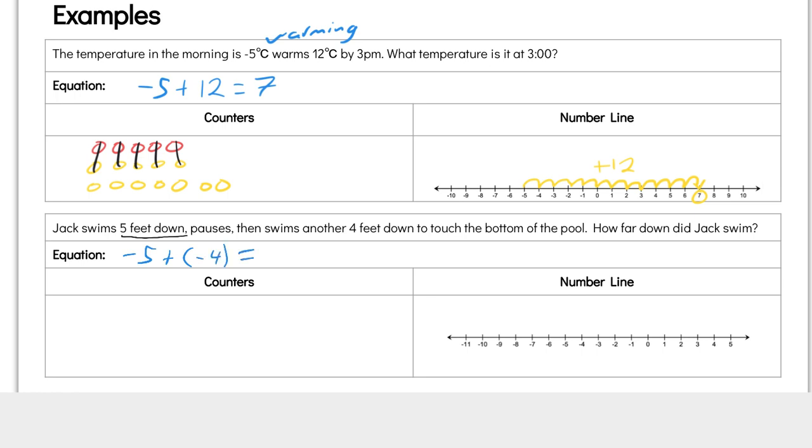How far did Jack swim? So with counters, we would start with -5, and we're adding 4 more negative counters. We end up with 9 negative counters, so that's -9. And on a number line, we start with -5, and we are going to the left because we're adding negative numbers. 1, 2, 3, 4. And we end up with -9.